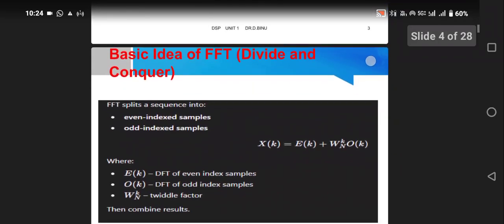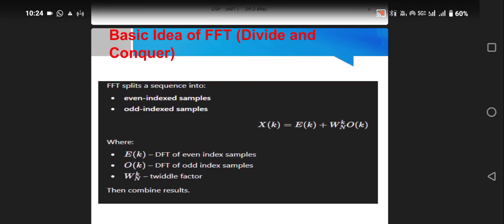What is the basic idea behind the FFT? It is the divide and conquer concept. FFT splits a sequence into even indexed samples and odd indexed samples. That is, X of k is equal to E of k plus W_N^k O of k, where E of k is equal to the DFT of even index samples, O of k is equal to the DFT of odd index samples, and W_N^k is the twiddle factor.